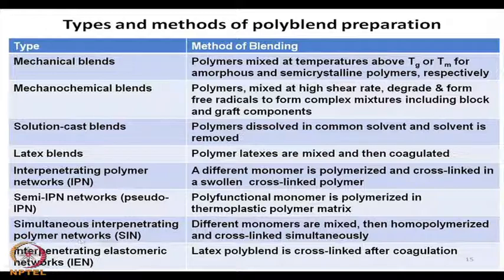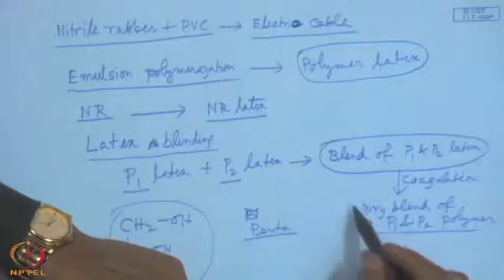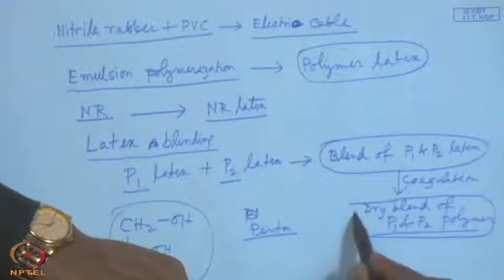Simultaneous interpenetrating polymer networks. So, different monomers are mixed together, then they are homopolymerized and cross linked simultaneously. That leads to simultaneous interpenetrating network system. Then interpenetrating elastomeric networks, IEN. In that case, latex polyblend, as I just described few minutes back, if it is cross linked after coagulation, here the latex blend is coagulated.